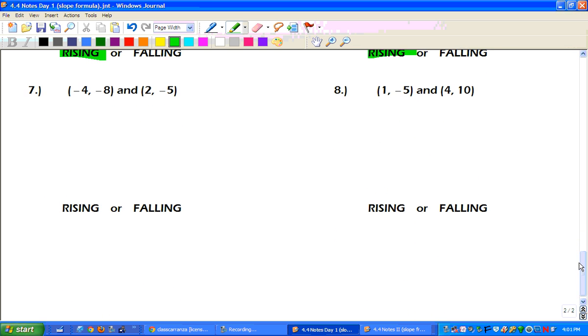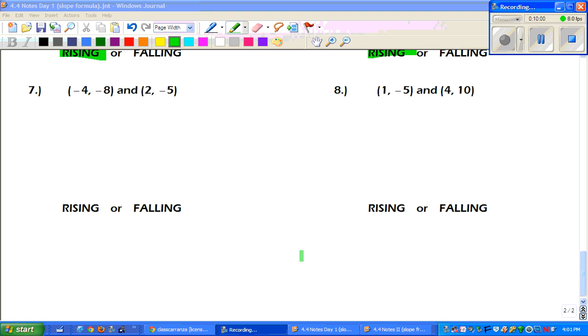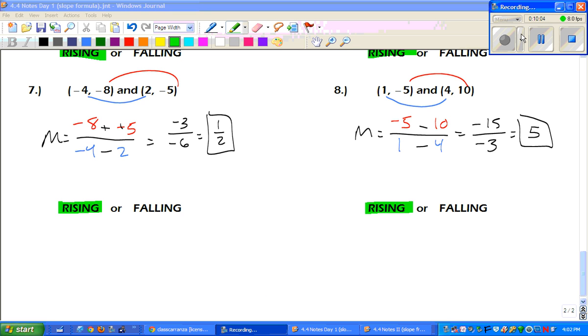All right, number 7 and 8, all on your own. Pause the video. Good luck, guys. Okay, and there we go. Just remember when you have two negatives, which happens in both 7 and 8, that those become a positive. Reduce the fraction, no decimals.